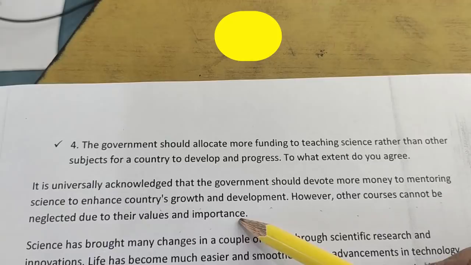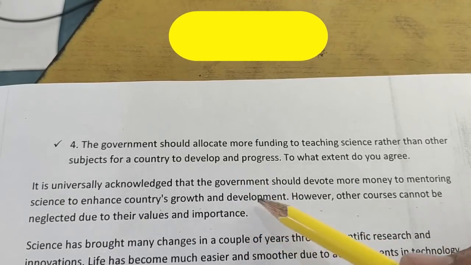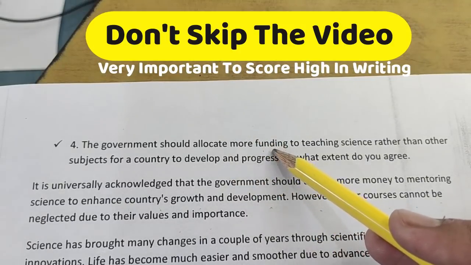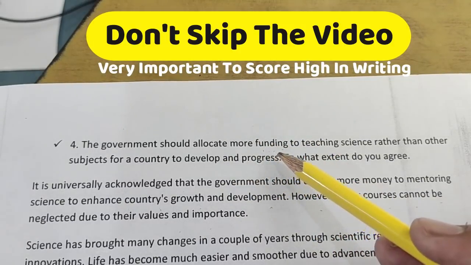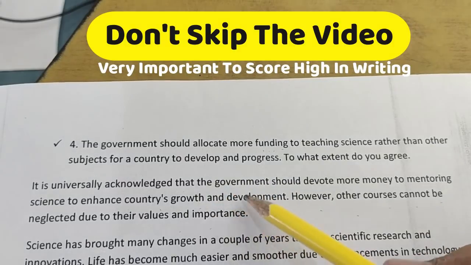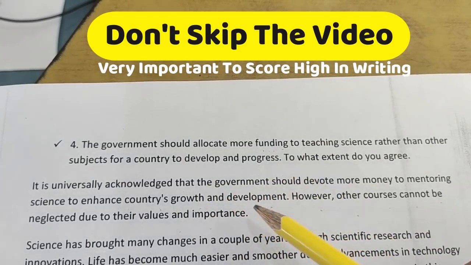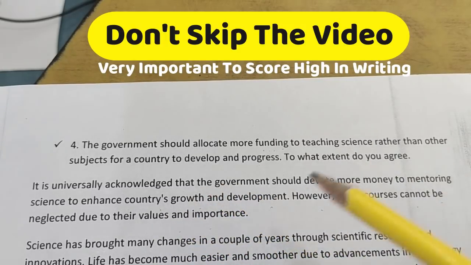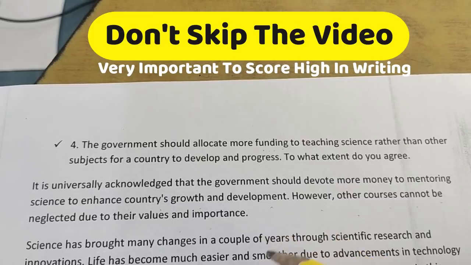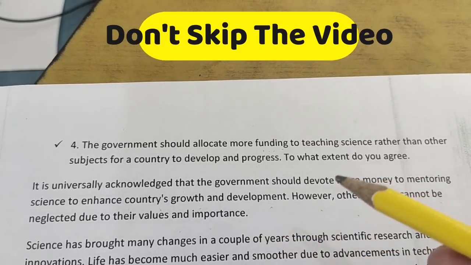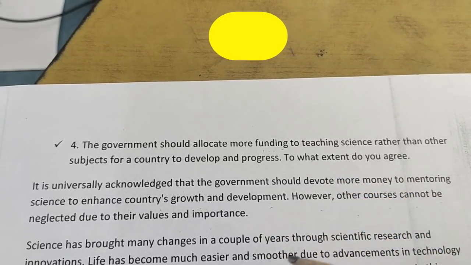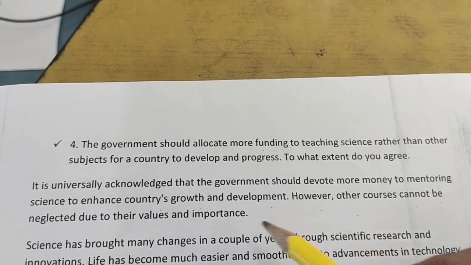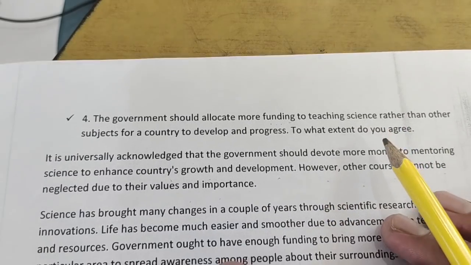So this is how you have to finalize your introduction. Whatever is given in the topic, you should paraphrase it in your own wording. This is how you give your introduction. I have written that the government can give money to enhance the country's growth and development, and other subjects we cannot neglect, so they have their own importance. So this is how I have written my introduction.